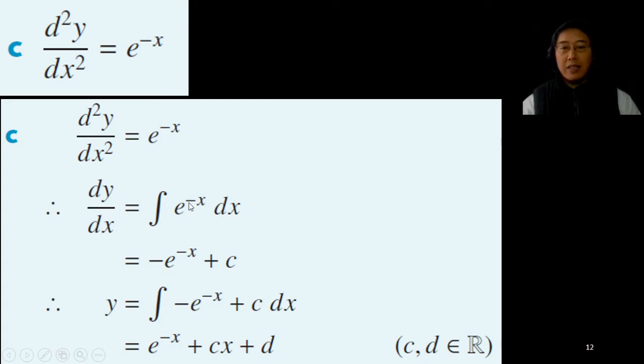So the antiderivative of e of negative x will give you negative e of negative x. As you anti-differentiate again, it will go back to its original because you multiply the negative e of negative x by negative 1, which is here, but you have a constant term that you anti-differentiate that gives you a linear term plus constant.